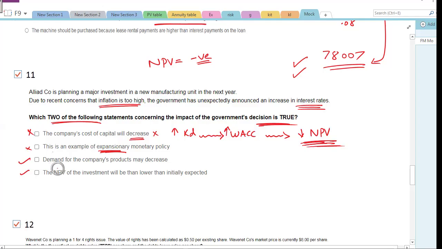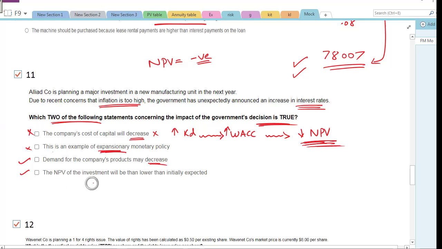Demand for the company's product may decrease. Now, you see, when the interest rate has increased, it means that people are not going to borrow more. If they're going to borrow less, they will be spending less also. And if they're spending less, demand is going to reduce. So this is true.